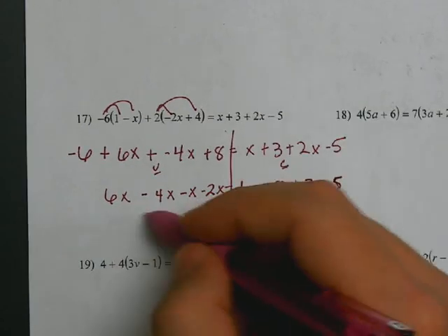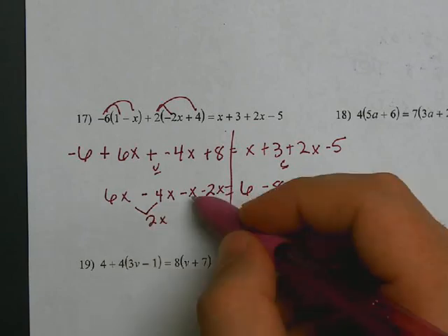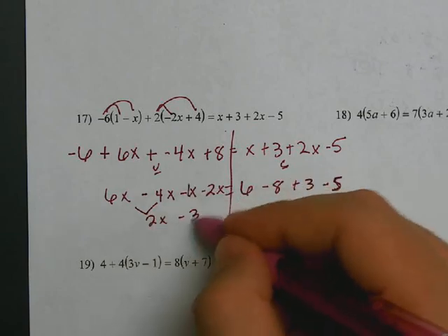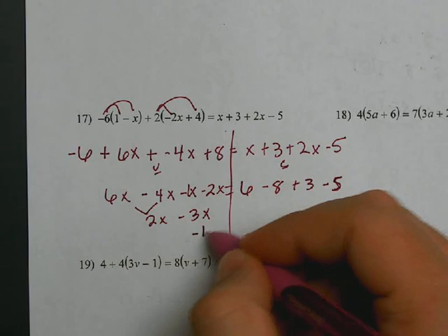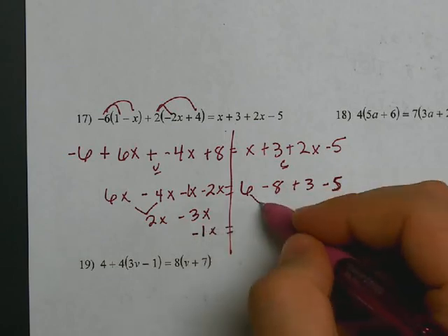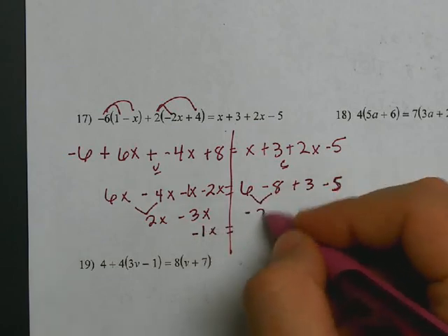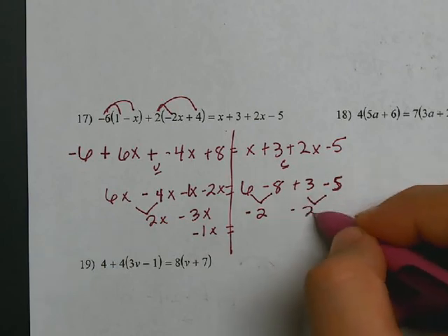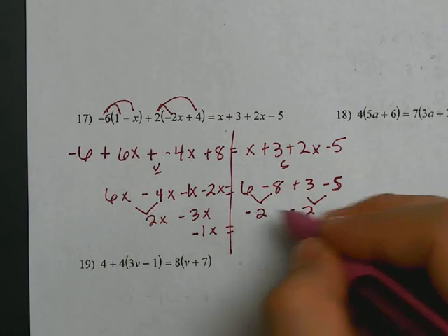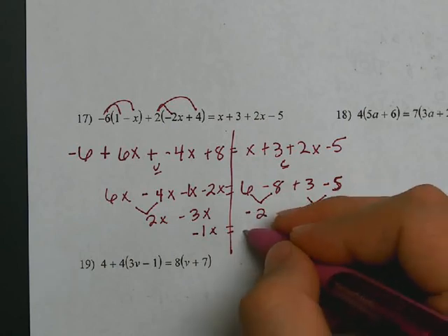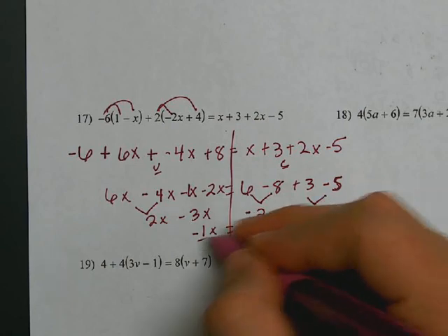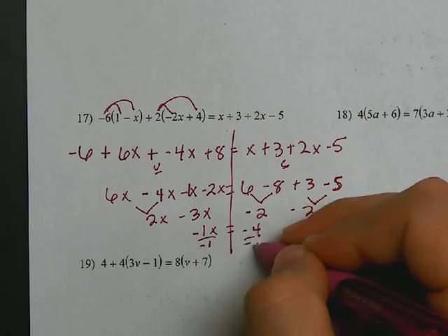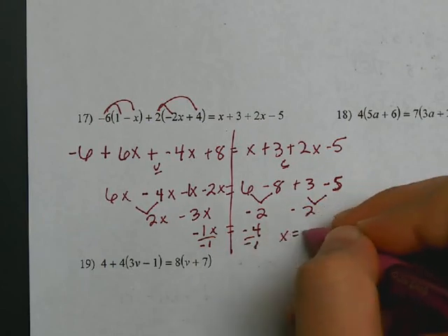6 minus 4x is 2x, and negative 1 minus 2 is negative 3x. So that would be negative 1x equals 6 minus 8, which is negative 2, and 3 minus 5 is negative 2. Negative 2 minus negative 2 minus 2 would be negative 4. Divide both sides by negative 1, and you would get x to be 4.